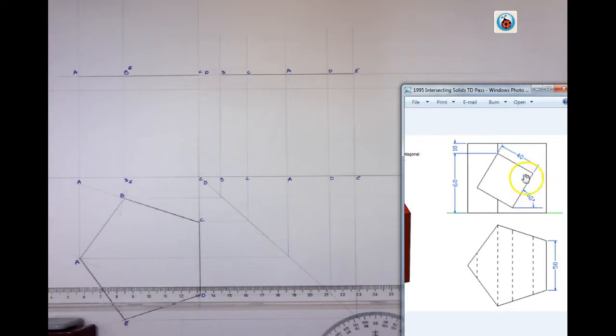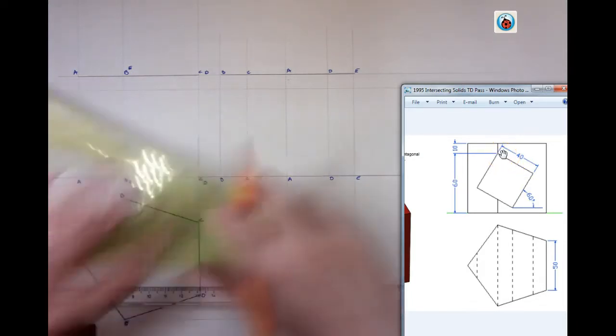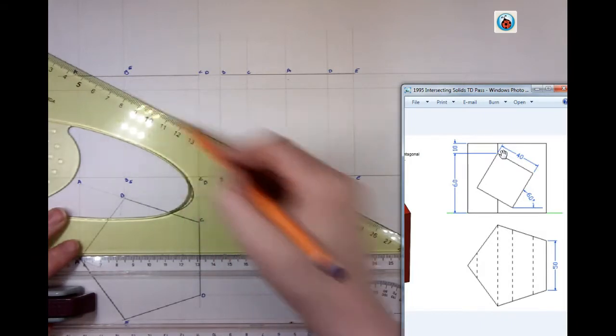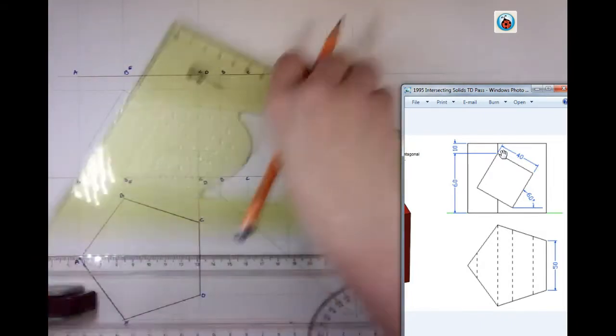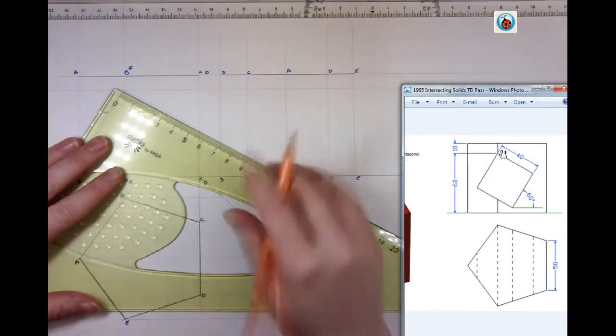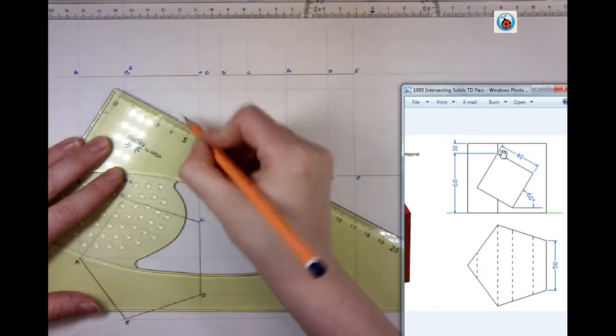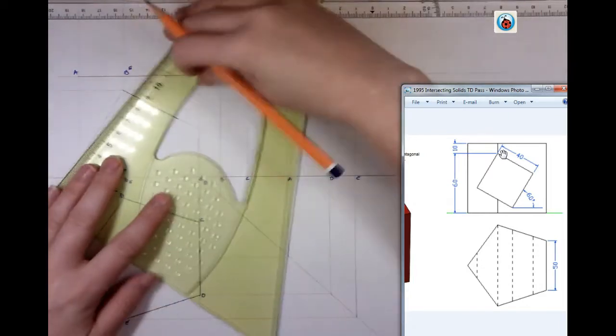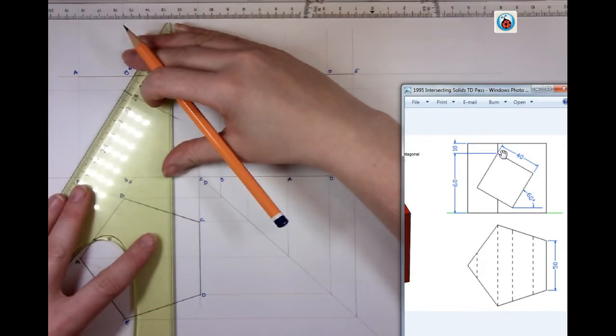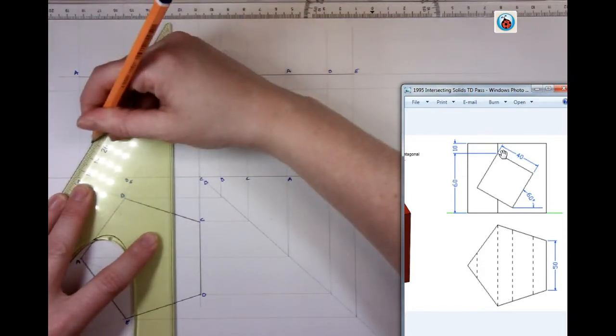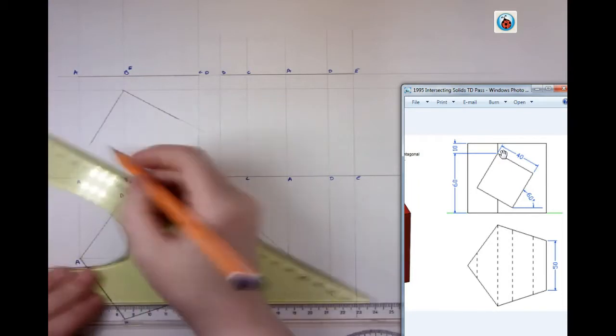Now I'm going to move on to my square. So I'm told it's at an angle of 60, 30, and I'm told to start at this point here. So I'm going to get my 60, 30. And I'm going to have a distance of 40 on that, from these points here.